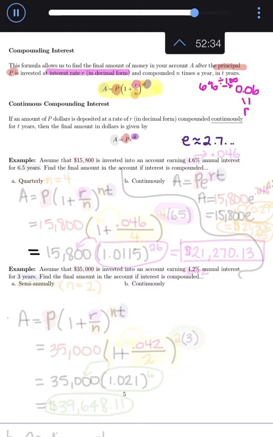And just like on the last one, whatever comes out of this formula, the A, is the final amount that you are getting. Principal and interest all together give you your final amount, A.